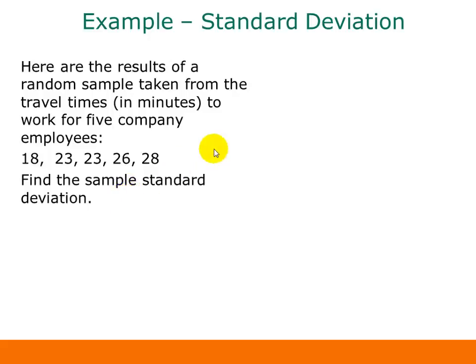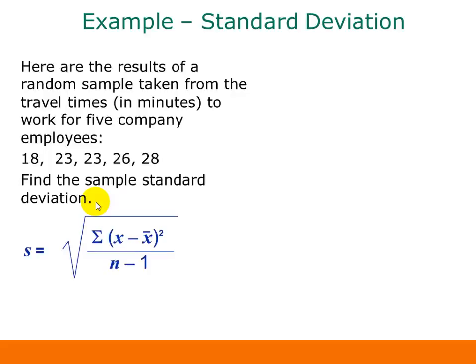So here are the results of a random sample taken from the travel time in minutes to work for 5 company employees. So these are our data values, 18, 23, 23, 26, and 28. And we're going to find the sample standard deviation. We're going to use this formula.